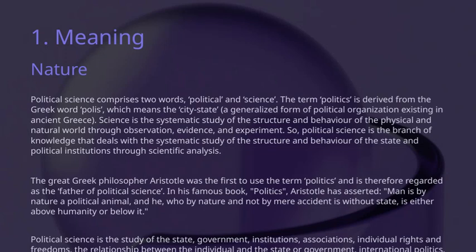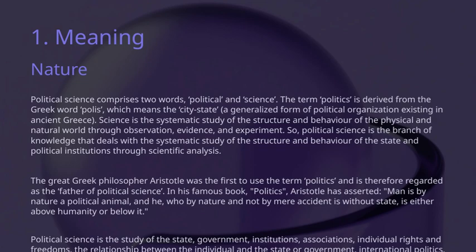Political science is the study of the state, government, and institutions, as well as associations, individual rights, and freedoms. It also explores the relationship between the individual and the state or government, along with international politics and various issues. Essentially, it covers everything within the geographical limits of a state and what the government regulations govern. It's also interested in the political behavior of individuals, understanding why people act the way they do in political contexts.